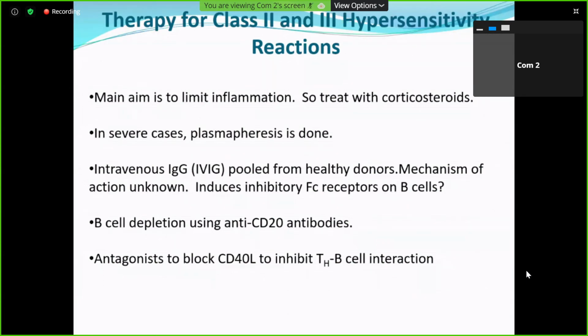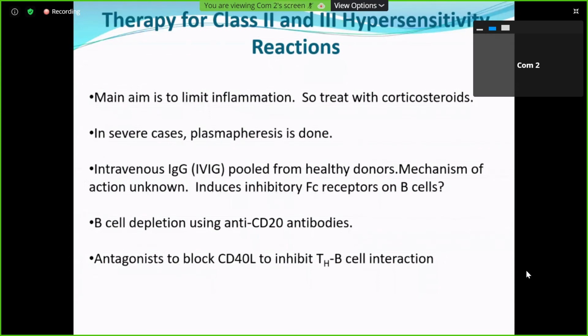So the problem of class 2 and class 3 hypersensitivity is due to excessive or unwanted antibody production. If it is severe enough, there are several ways of treating it. If it's severe inflammation, you want to reduce that, so you can treat it with corticosteroids. If it is chronic, what you want to do is remove those antibodies.